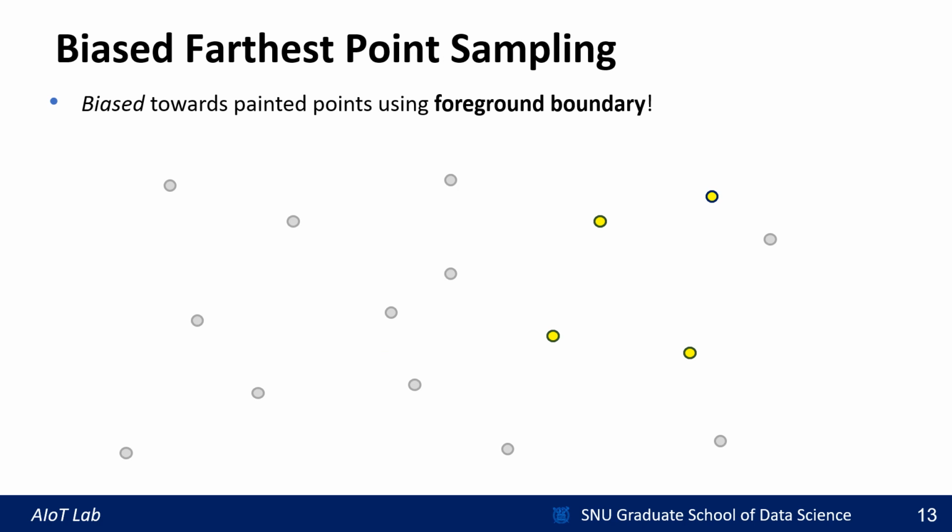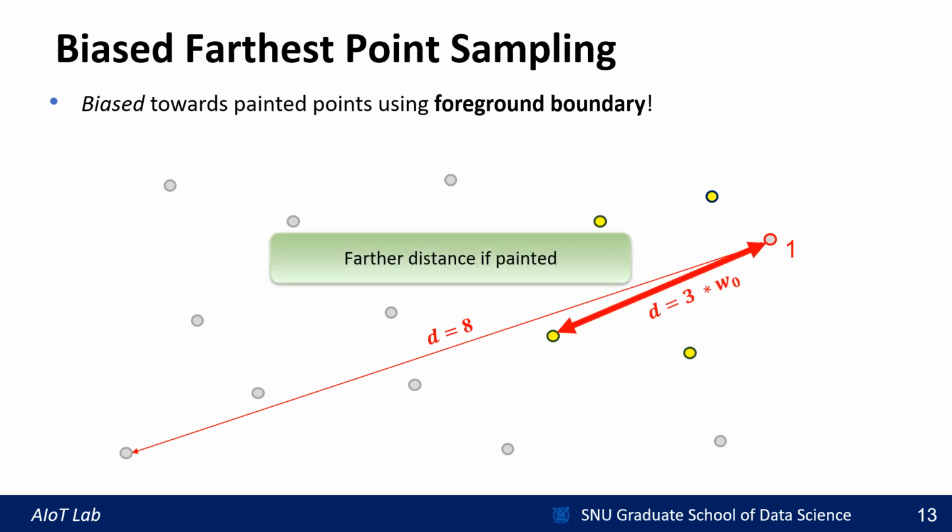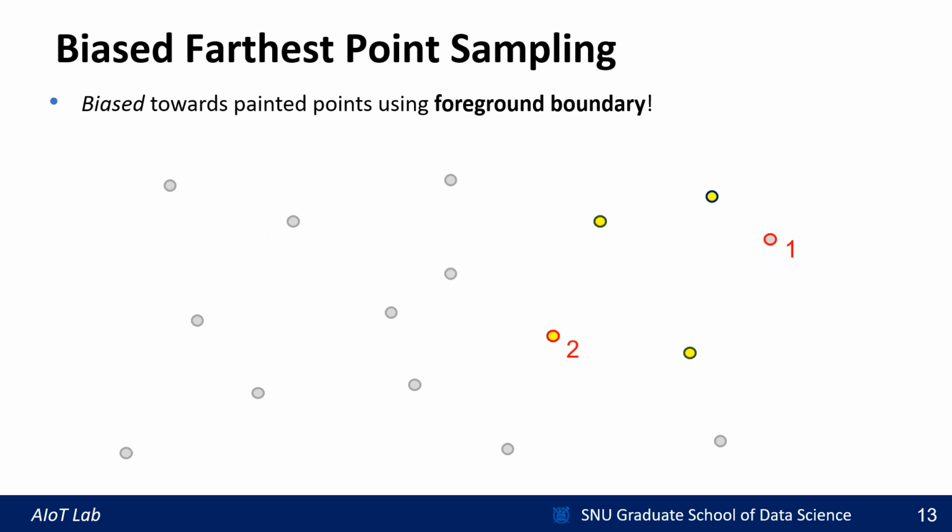Now I will introduce biased farthest point sampling. This technique samples points biased towards painted points. The intuition behind this is that we use the information from semantic segmentation not only for neural networks, but also for sampling, such as foreground boundary. Assume there is a point set and some of them are painted. The first point is randomly selected as in normal farthest point sampling. Then the distance from the first point is calculated, but different from farthest point sampling, we make the distance greater if the point is painted. The painted point is considered farther and more likely to be selected as the farthest point. This is repeated, and more painted points are sampled compared to when normal farthest point sampling is used.